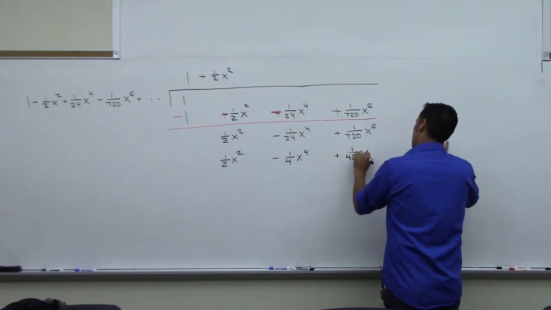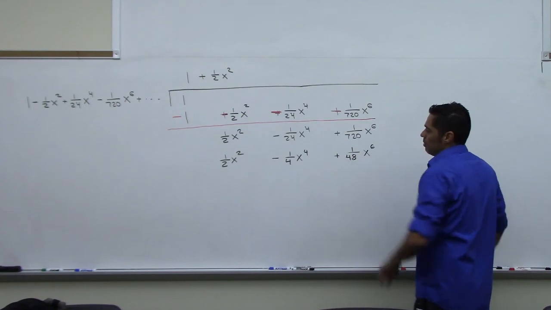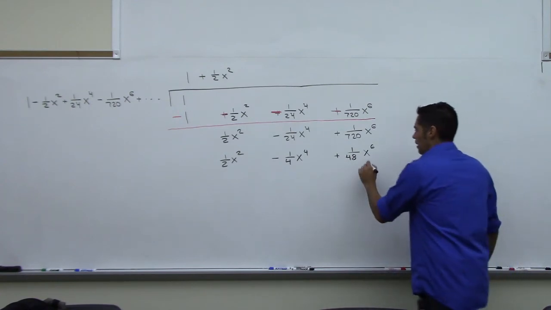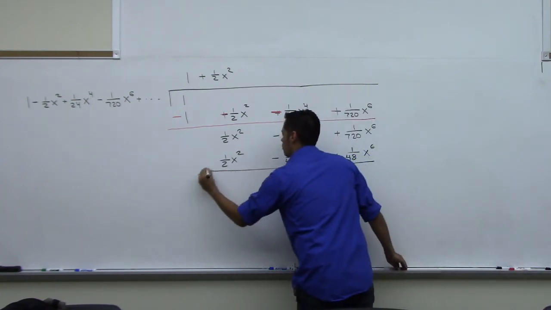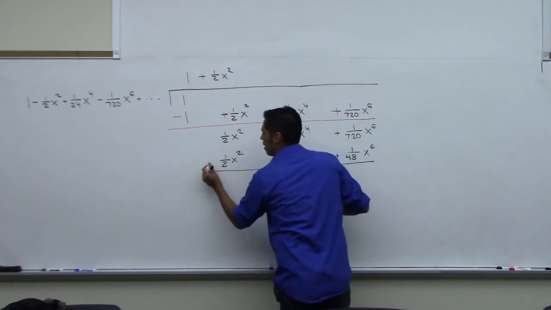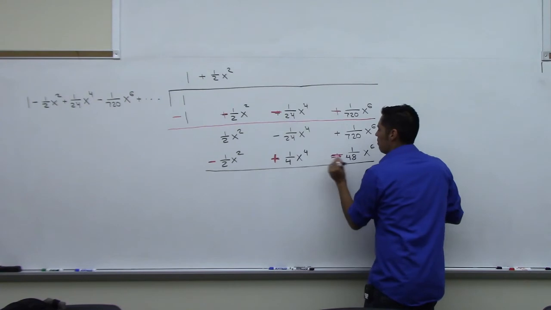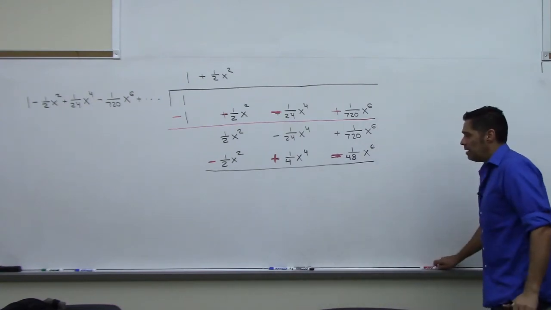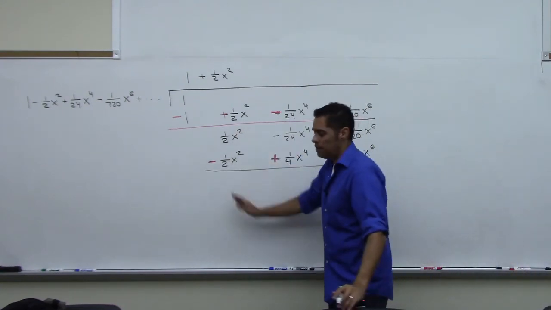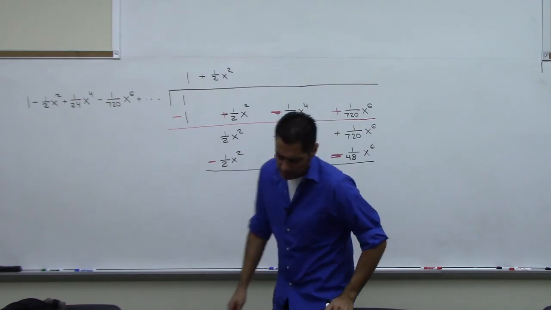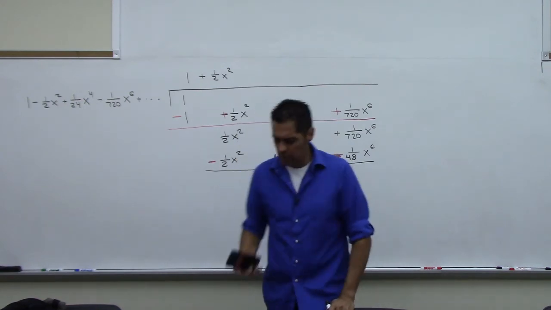1/48 x to the 6th. And then I can keep going, but I'm going to stop there. I come through and I subtract the row, which changes the sign. So that's minus, this becomes plus, and this becomes a big old minus. And now I add down, so these go away. My bet is this is just junk.